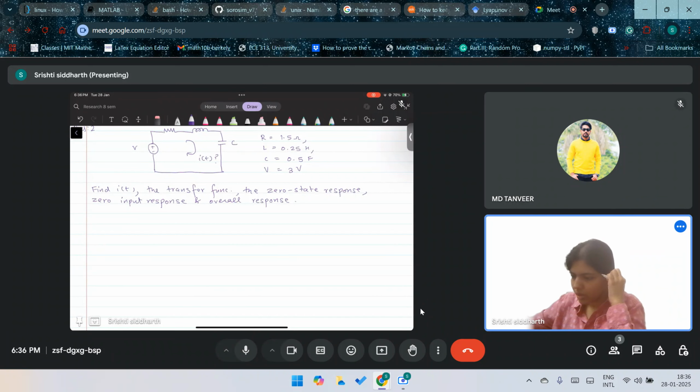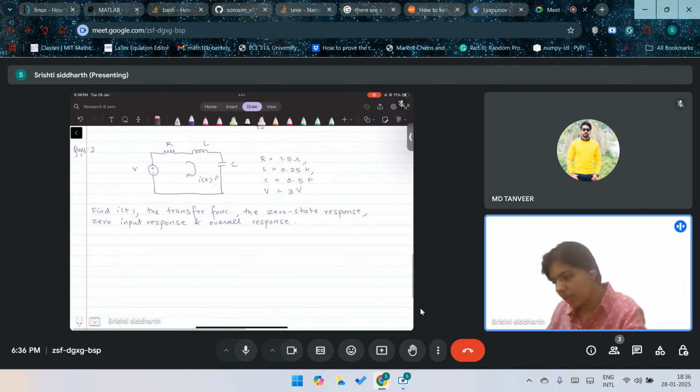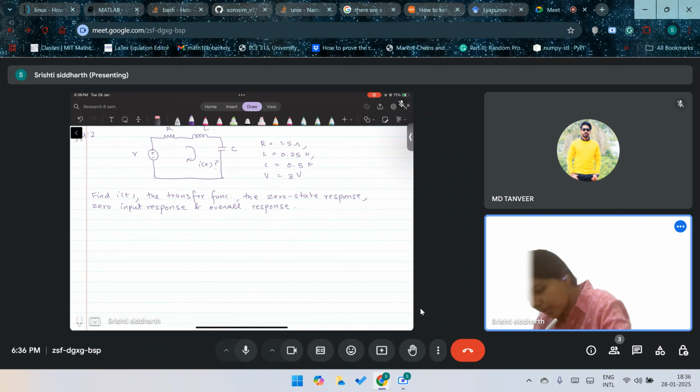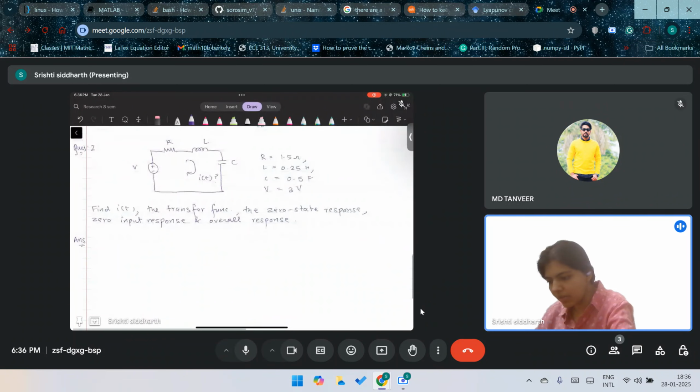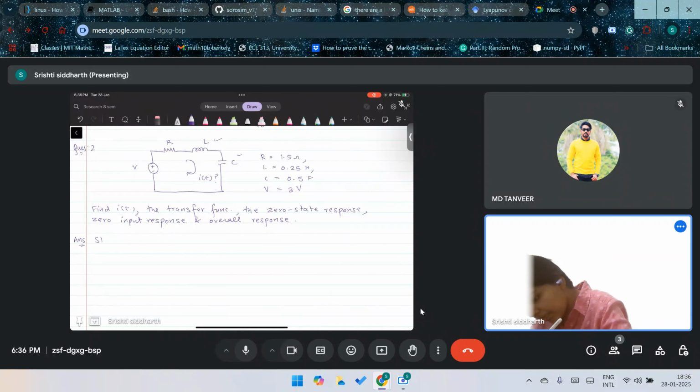Alright, so to begin with, let's see what the states of the system are. So we have two elements which store energy. We have the inductor and the capacitor. So the states are the inductor current I at t, which is exactly equal to the loop current. We have to find this, and the capacitor voltage Vc. So let's say this is our state x1 and this is x2.